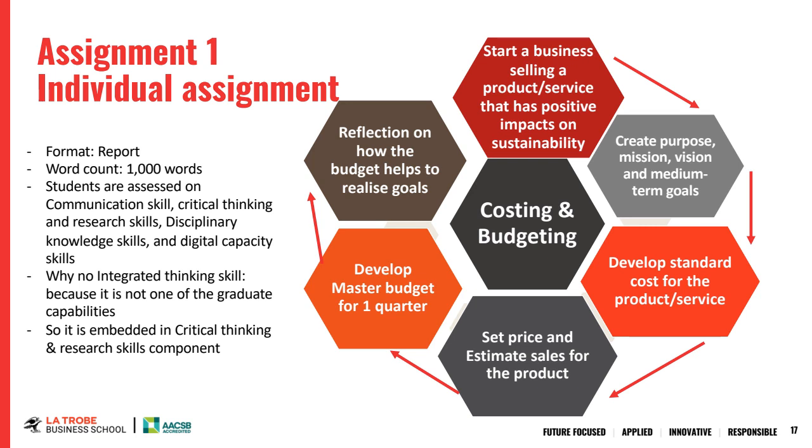Now, in this assignment, I don't have a separate component called integrated thinking to assess, because in my subject there are only four categories of graduate capabilities, or skills, to be assessed: communication skills, critical thinking skills, digital capacity or analytical skills, and disciplinary knowledge skills. So in order to see the integrated thinking, I have to embed that into the critical thinking and research components.